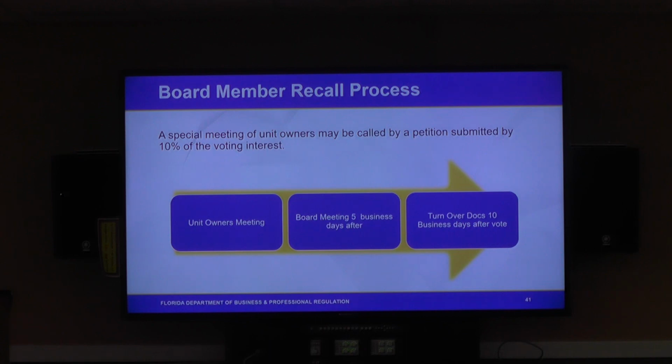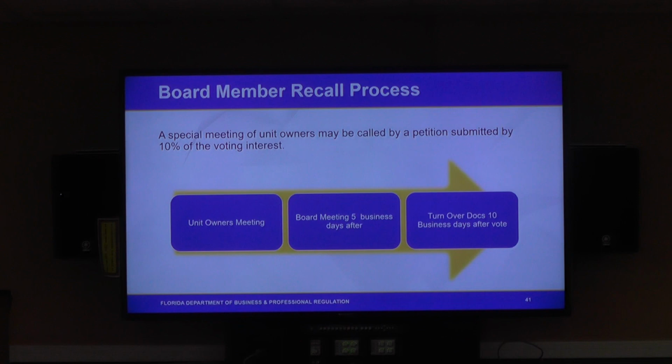If the recall is approved by the majority of all voting interests by vote of this meeting, the recall will be effective. The board shall duly notice and hold a board meeting within 5 business days of the unit owner meeting. If the board determines that the recall is valid, then the recall becomes effective upon conclusion of the board meeting.